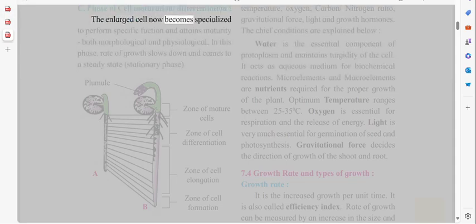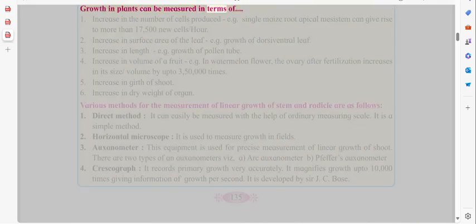The enlarged cell now becomes specialized to perform a specific function and attains maturity, both morphological and physiological. In this phase, the rate of growth slows down and comes to a steady state, the stationary phase. Growth in plants can be measured in terms of: 1. Increase in the number of cells produced, e.g. a single maize root apical meristem can give rise to more than 17,500 new cells.